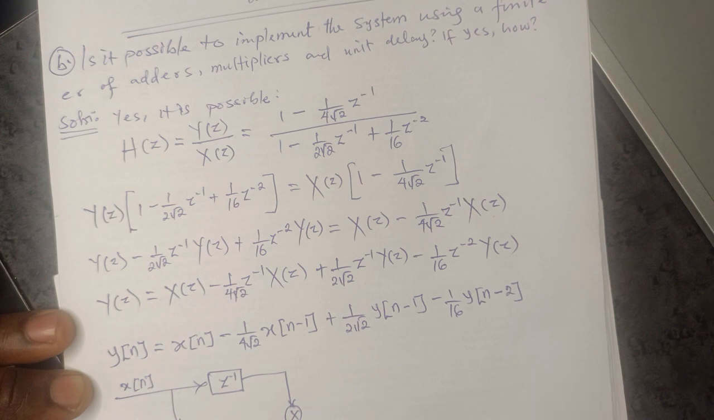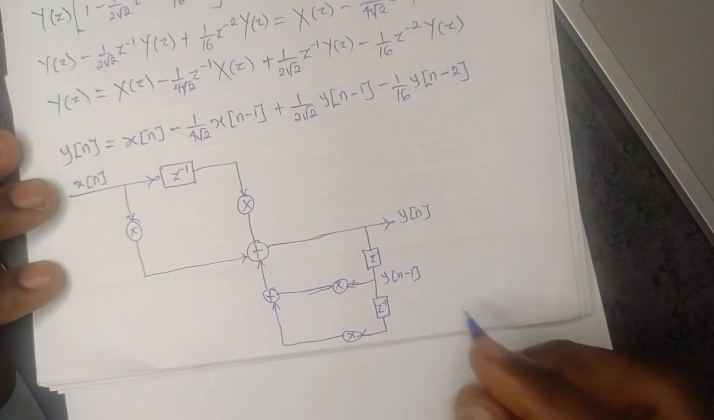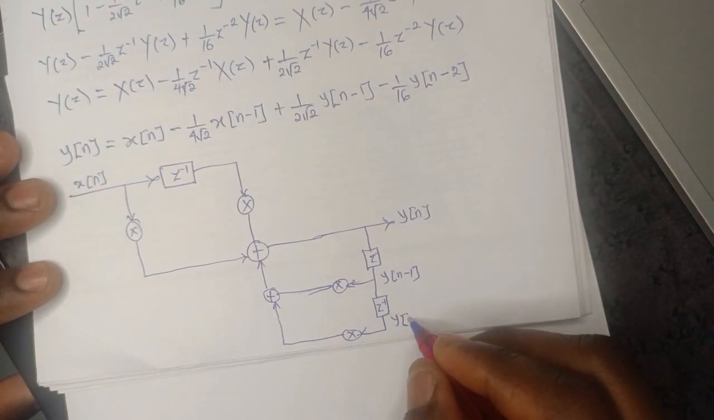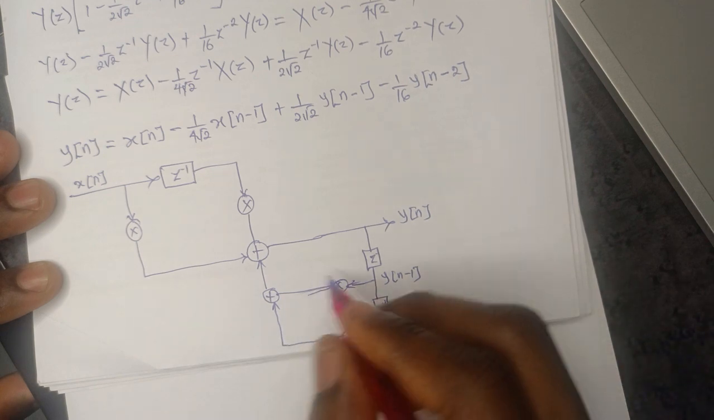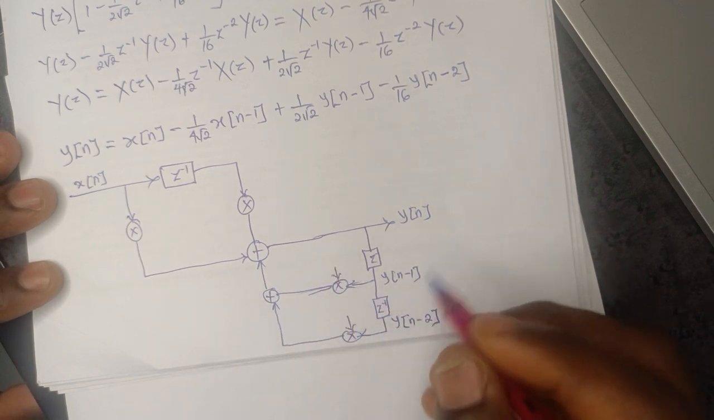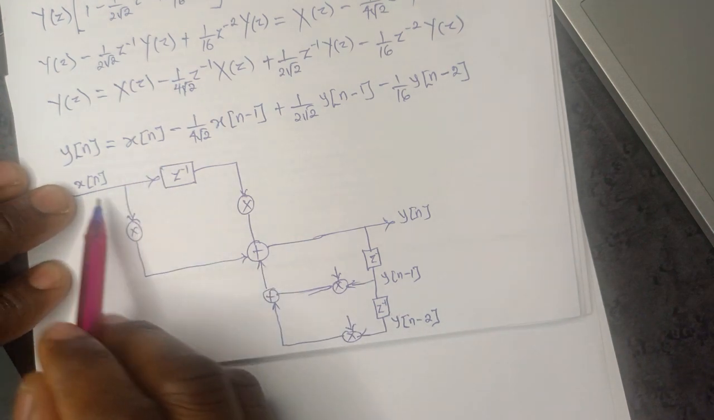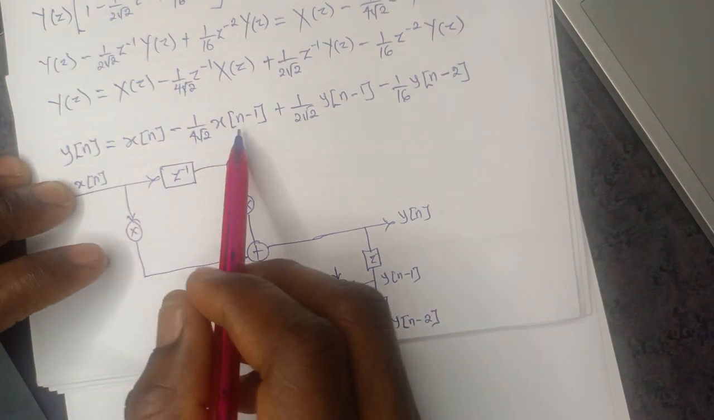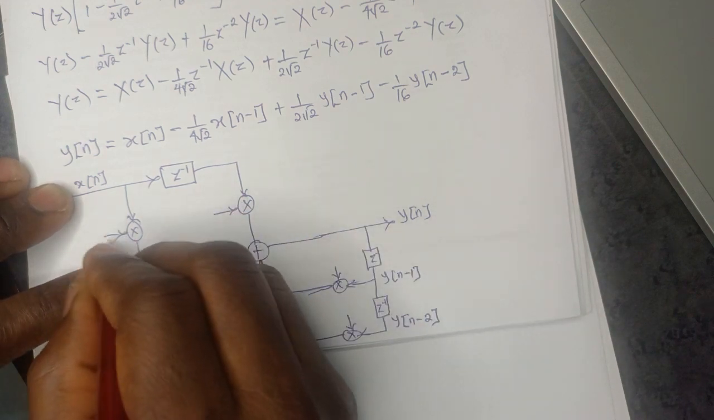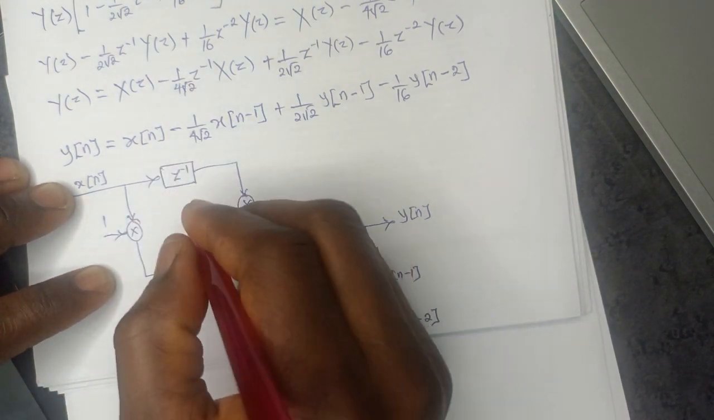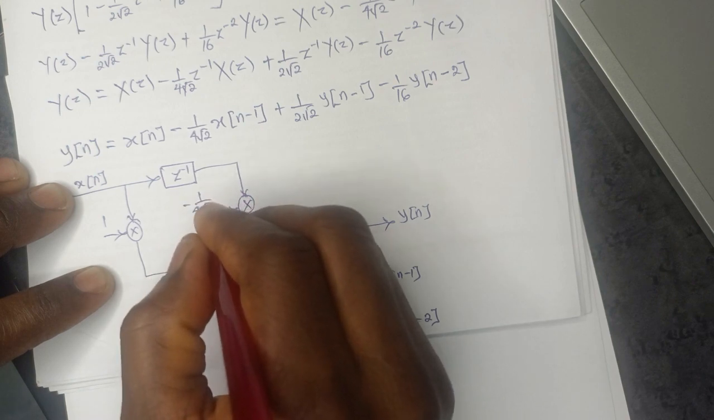Then the multiplier, then it goes here. And so this is going to be y of n minus 1, and this is y of n minus 2. All right. So this is where the multipliers are. So you see that this is x of n. It also goes here. Then the other part is this guy here. It is as 1. This one has minus 1 all over 4 root 2.